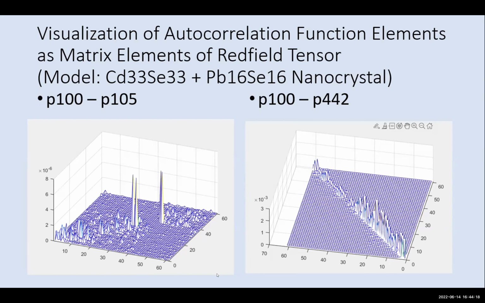Let's look for the chat line. So I can see Dr. Collins asked what system the autocorrelation function was computed for. I commented on the slide. It's a cadmium selenium nanocrystal and a lead selenium nanocrystal that are slightly or spatially. And I think that's the model.